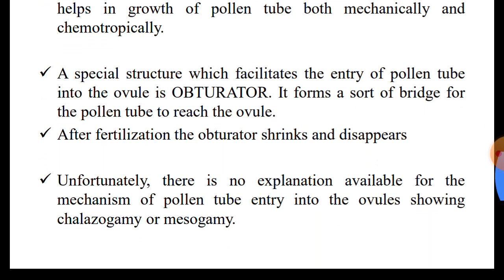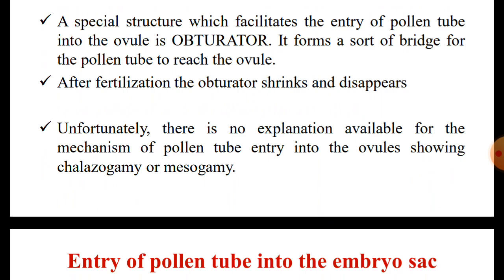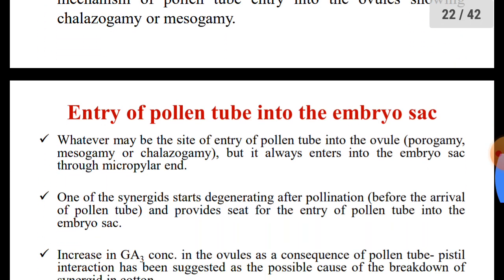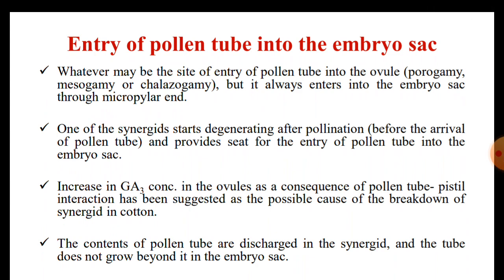A special structure which facilitates the entry of pollen tube into the ovule is obturator. It forms a sort of bridge for the pollen tube to reach the ovule. After fertilization, the obturator shrinks and disappears. Unfortunately, there is no explanation available for the mechanism of pollen tube entry into the ovules, showing chalazogamy or mesogamy. Now, entry of pollen tube into the embryo sac.